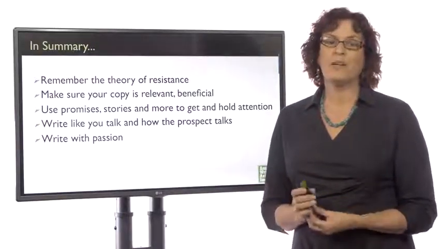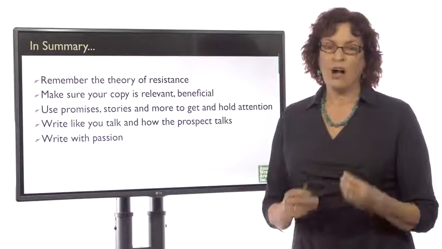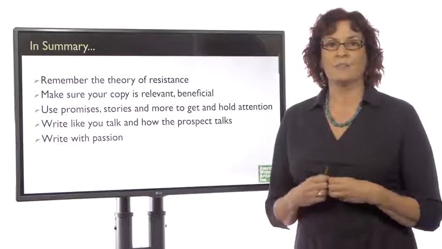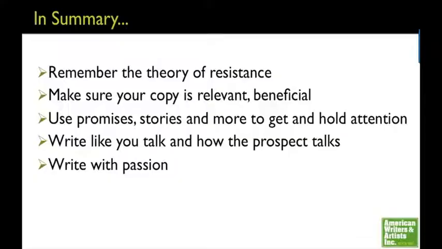So in summary, when you're thinking about writing copy that's going to resonate, you want to remember that theory of resistance that buyers have. They don't want to be sold. And the minute there's a hint of being sold, they've gone. You want to make sure your copy is always relevant and uniquely beneficial. What are the unique benefits you can offer that your competitor can't? You want to use promises, stories, and more to get and hold attention at all times. And you want to write like you talk and how the prospect talks.